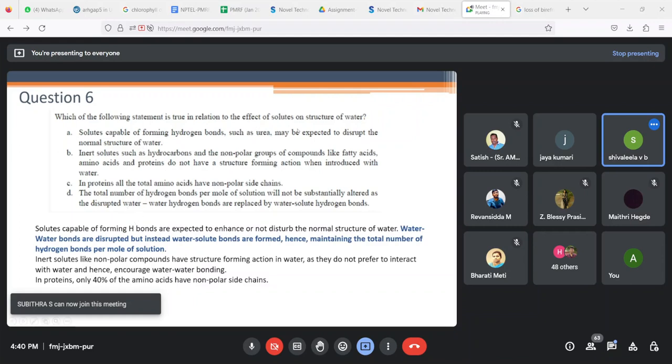Whereas in case of A, since it is able to form hydrogen bonds, it is not disrupting the structure of water. It is just enhancing the structure of water, or at least it is maintaining the structure of the water as it is. It will not disrupt the structure of the water. So statement A is false. Statement B is also false, because it will allow the water to interact with itself. Is this part clear, or is this confusing?